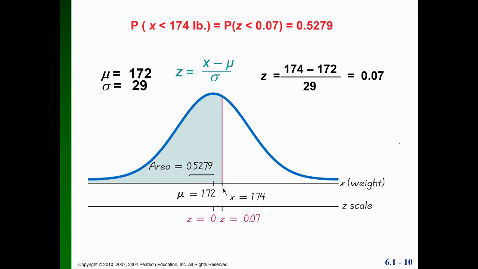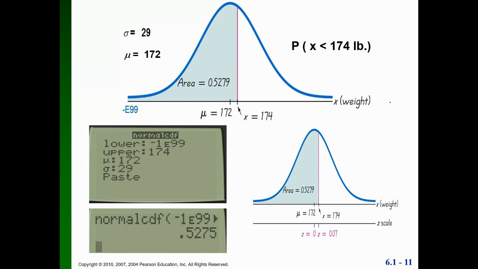Now, I'm saying that you don't have to. Why? Because our calculator can do this. I'm looking for the area that's associated with this x value, which is the area to the left. So what I would do is put this in as my lower limit, negative E99, 174. This is my lower, this is my upper. There's my mean, there's my standard deviation. And I'm coming up with an answer.